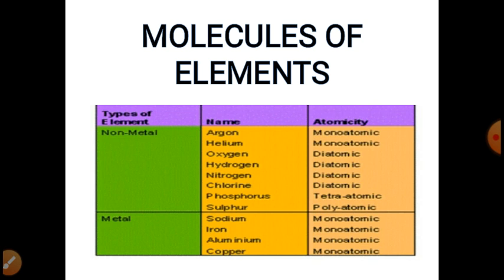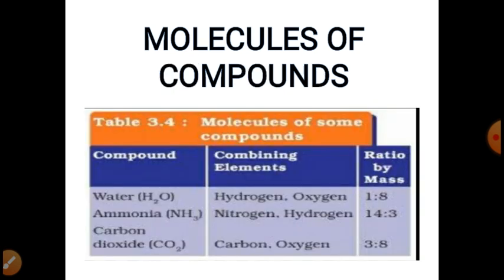Phosphorus, tetraatomic, sulfur, polyatomic, sodium, monoatomic, iron, monoatomic. So, now you can understand what is atomicity. Let us look into the next slide.